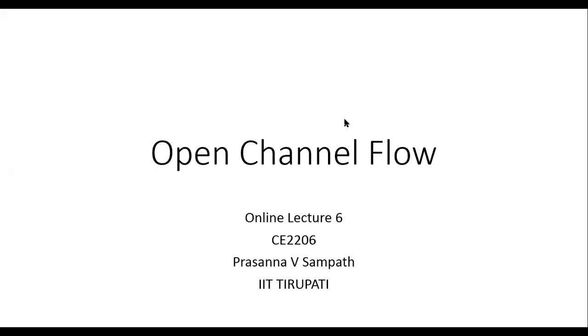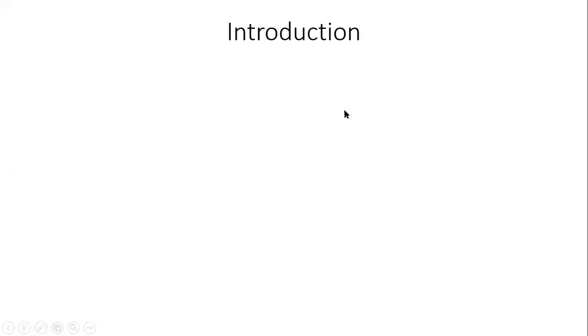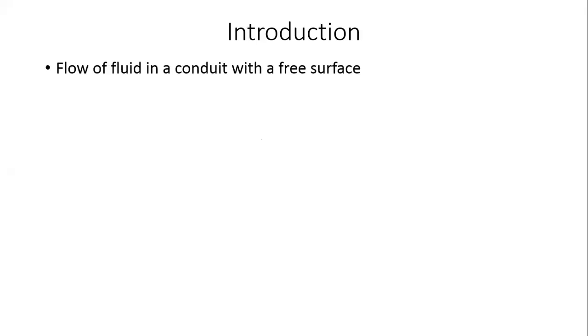All right. So the introduction to open channel flow, this we've already gone over last time, but I'll very quickly recap what we did. So the flow of fluid in a conduit with a free surface is what we call open channel flow. So this is the most fundamental definition by which we can distinguish open channel flow from pipe flow. In that, there is flow happening, but it is happening with a free surface in contrast to a closed conduit or a pipe flow.